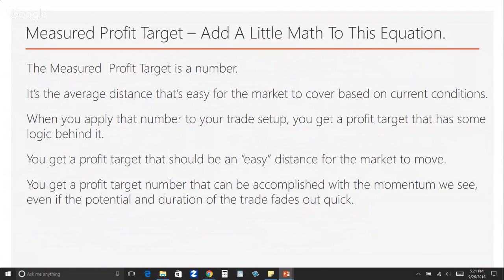So the measured profit target, it's just adding a little math to your equation for figuring out where to take profit. The measured profit target, it's just a number. It's the average distance that's easy for the market to cover based on current conditions. When you apply that number to your trade setup, you get a profit target that has some logic behind it.